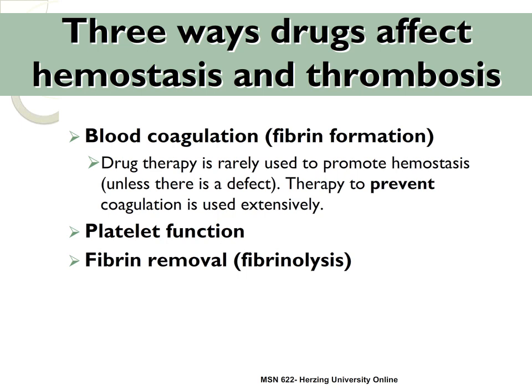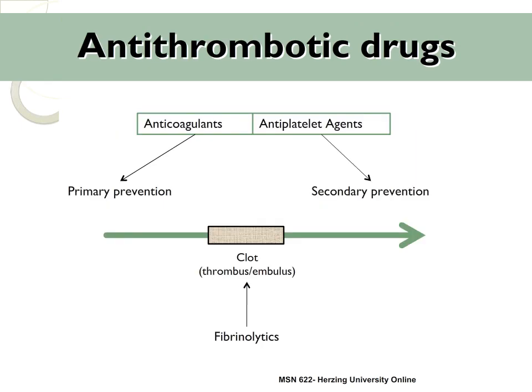So the three ways drugs affect hemostasis and thrombosis are blood coagulation or fibrin formation, platelet function, and fibrin removal. Now, the process of hemostasis in a nutshell comprises three major interrelated steps: blood vessel constriction, platelet plug formation, and then ultimately clotting. Injury to blood vessels causes platelet activation. That releases the vasoconstrictors, which are ADP, thromboxane A2, and serotonin.